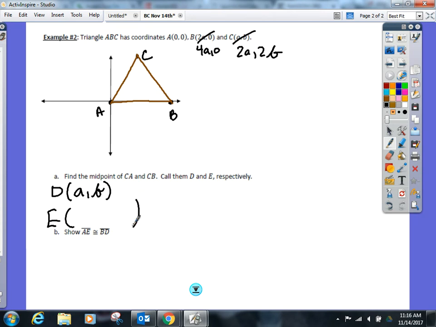Okay? So go ahead on your own in your group, whatever you need to do, find the midpoint of CB, call it point E.